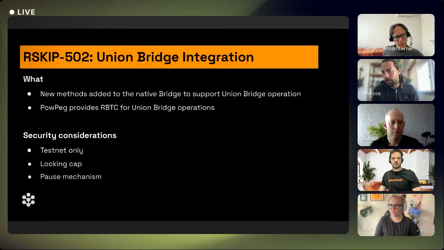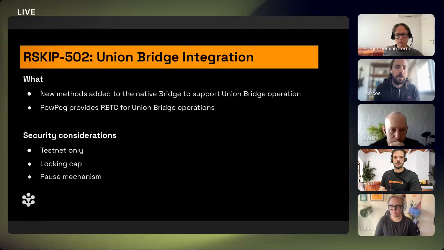When there is a peg out, BTCs are unlocked from the bridge. The Union bridge needs a mechanism to return those funds to the native bridge. So the native PowPeg bridge will still act as the holder of the RBTCs that are transferred to users as they do peg-ins, and they're transferred back to the bridge as the users do peg-outs.